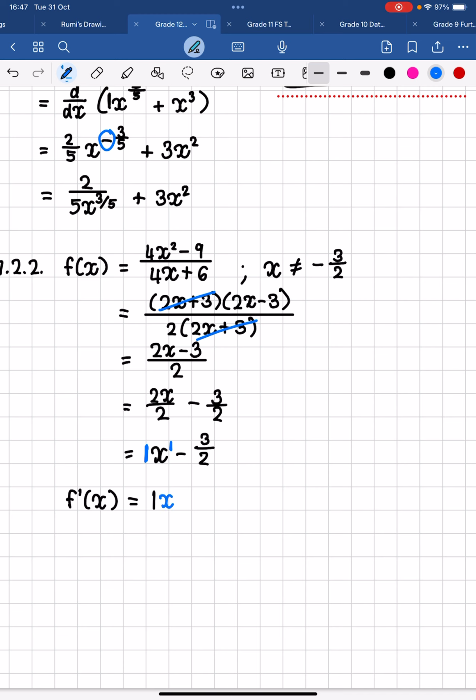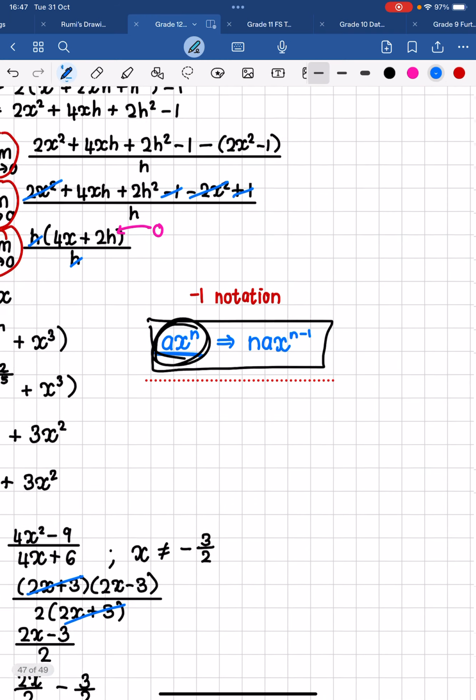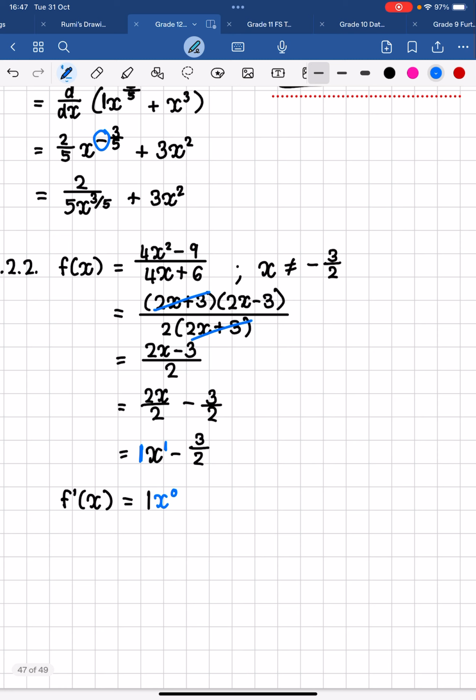Then we say x to the power of, we take the original exponent and minus 1 from it. That's what the power rule says, right? That's what I've been doing the whole time. So now 1 minus 1 is 0. And what is x to the power of 0? X to the power of 0 is 1. So that is why the final answer here is equal to 1.